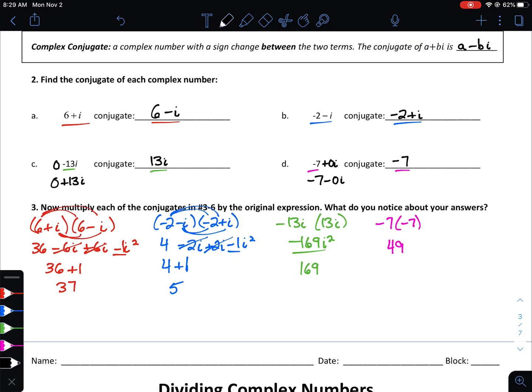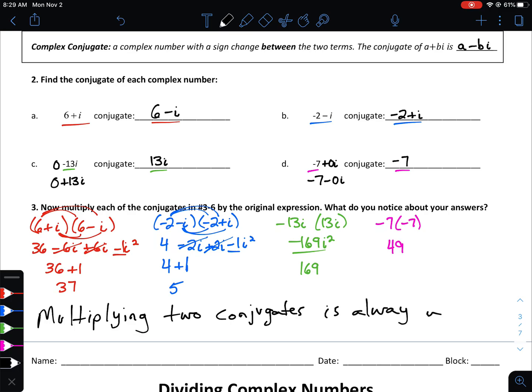So what do we notice about multiplying by the conjugate? Well, we get all positive numbers, sure. We also have i squared changing the sign, but if you notice, every single answer is just a real number. So when you multiply by a conjugate, so multiplying two conjugates, is always going to be just a real number.